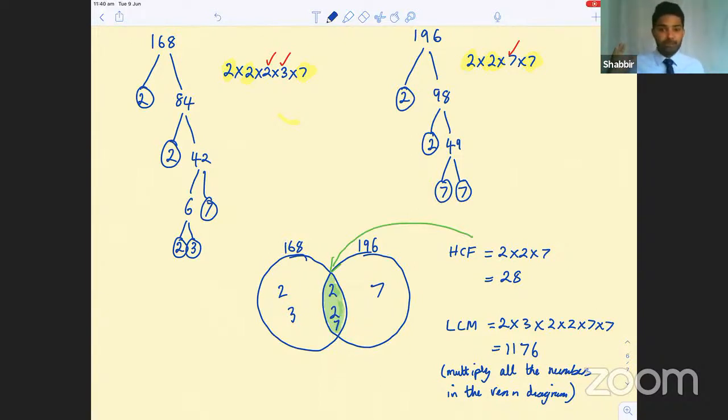So that is my lesson on writing a number as a product of its primes and then using that to work out the highest common factor and the lowest common multiple.